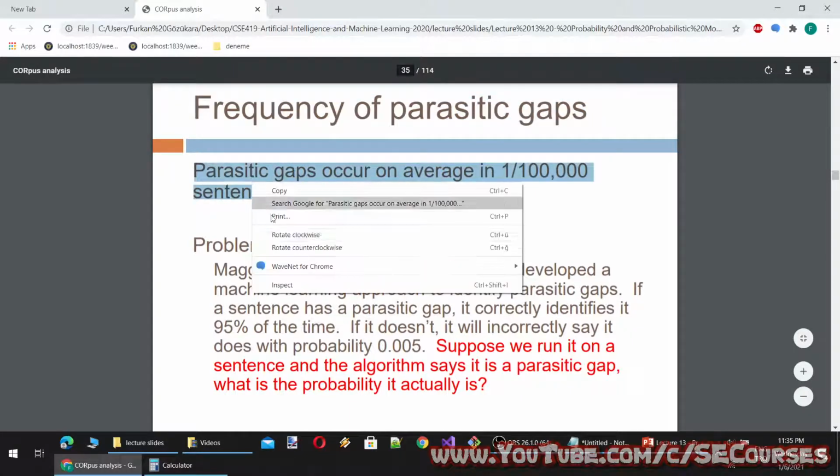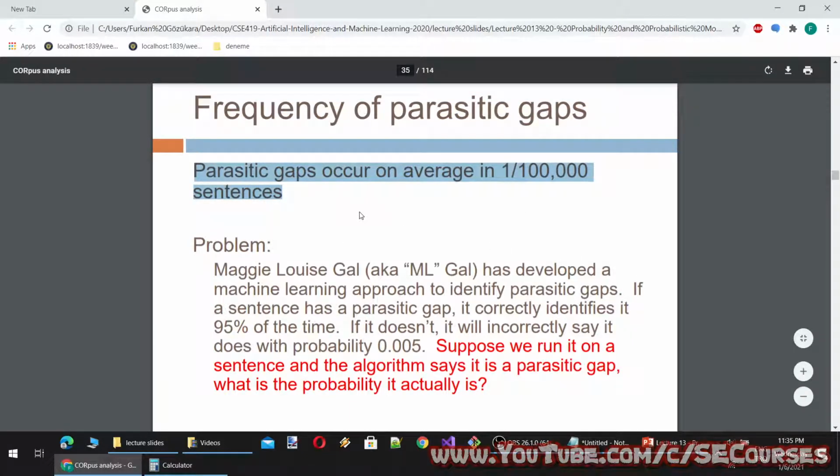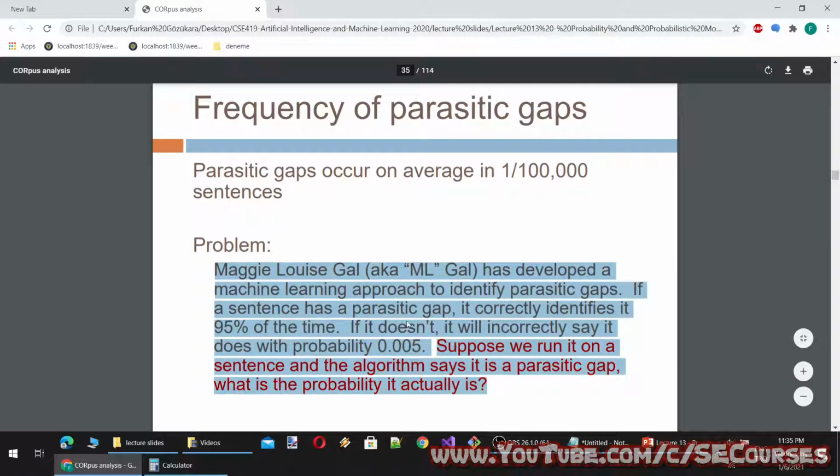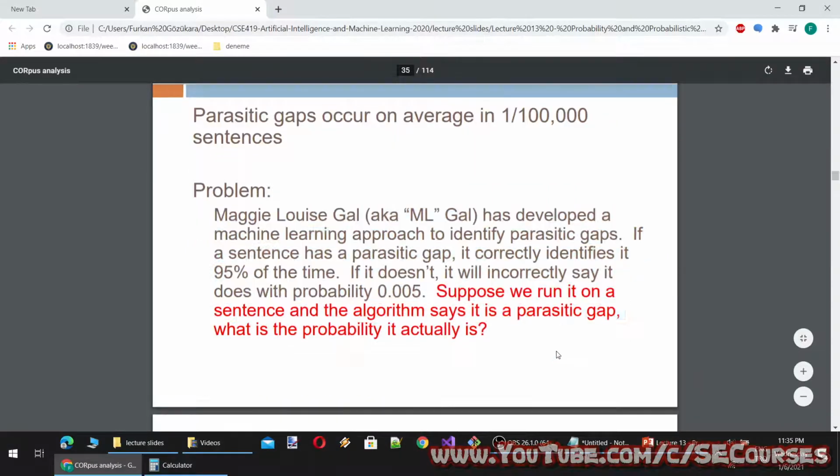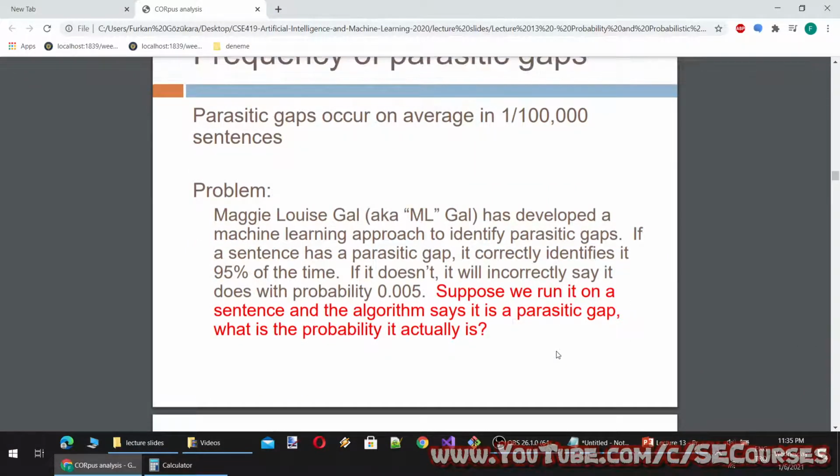Frequency of parasitic gaps. Parasitic gaps occur on average in 1 in 100,000 sentences. Okay, 1 over 100,000 sentences, it happens. Problem: Maggie Louise Gall, aka ML Gall, has developed a machine learning approach to identify parasitic gaps. If a sentence has a parasitic gap, it correctly identifies it 95% of the time. If it doesn't, it will incorrectly say it does with probability 0.005.